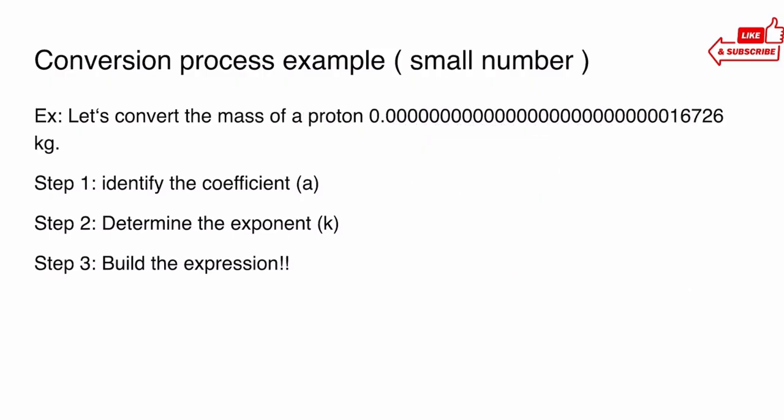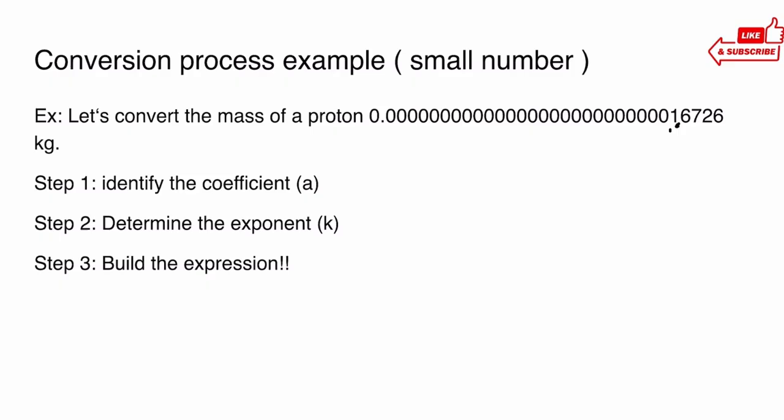So here we have another example, but with a small number. We are converting the mass of a proton to scientific notation. Step 1 is going to be to identify the coefficient. Our significant digits are here. They're 1, 6, 7, 2, 6. And since we want our a to be greater than or equal to 1 and less than 10, we're going to place the new decimal point right here.